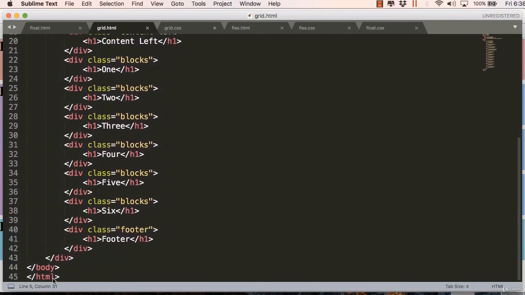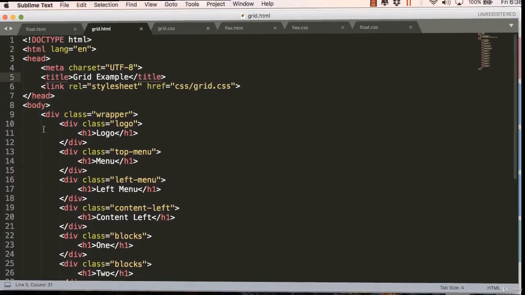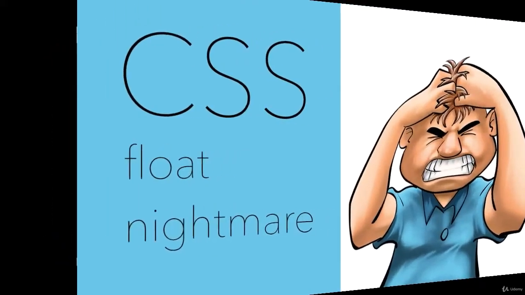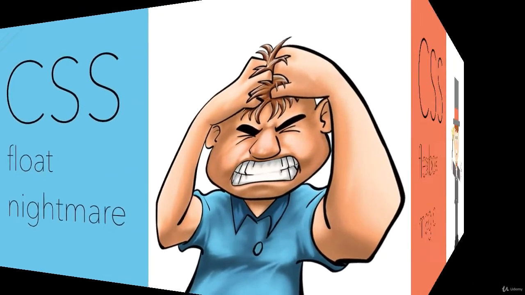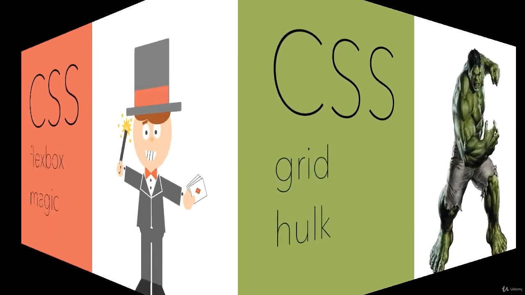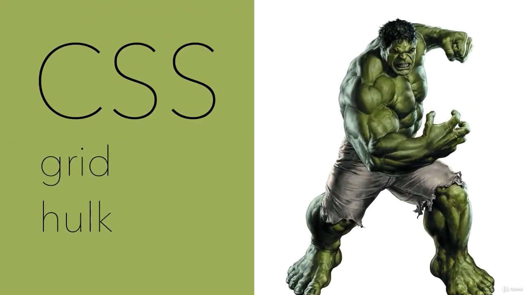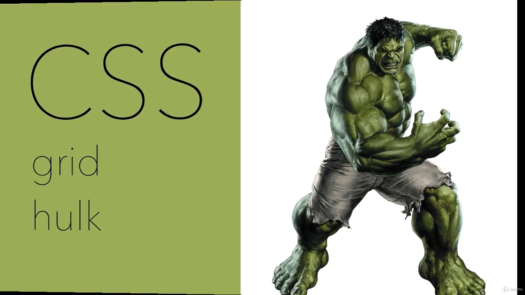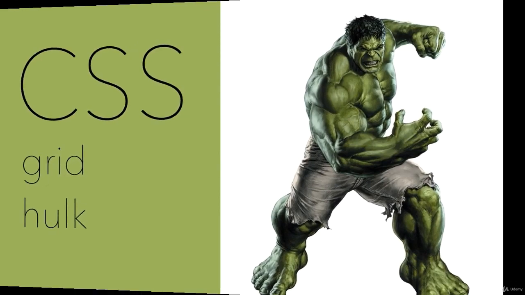So we will be comparing all these three properties in CSS: Float, which is a nightmare of course, and CSS Flexbox, which has some magical powers, and CSS Grid, which is powerful. I am pretty sure that this is a kind of a unique course on Udemy and you will find it very much interesting. So stay tuned.